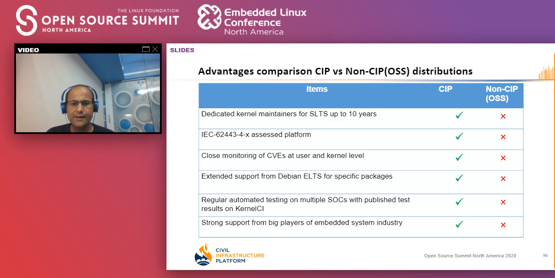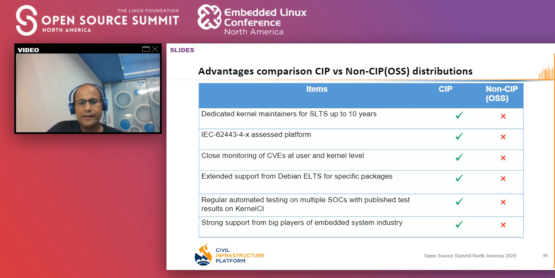Extended support from Debian ELTS for specific packages. Based on the CIP members' request or the requirements from further end customers, sometimes CIP members agree to support additional Debian packages, and based on the agreement, it is again requested to Debian, and CIP basically does the funding for this, and as end result, this extended support is again for additional packages.